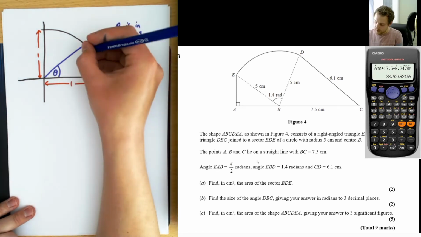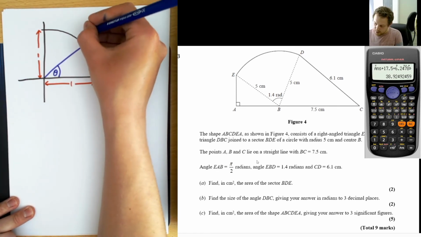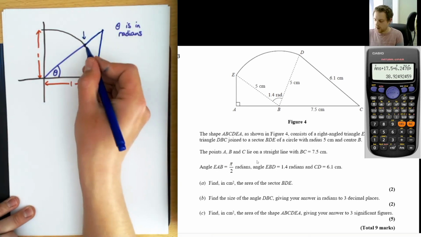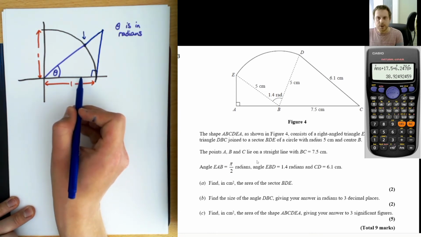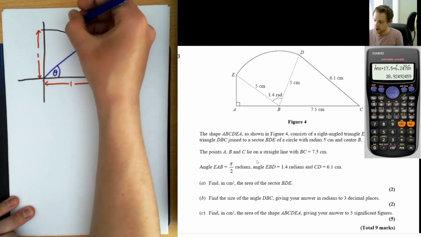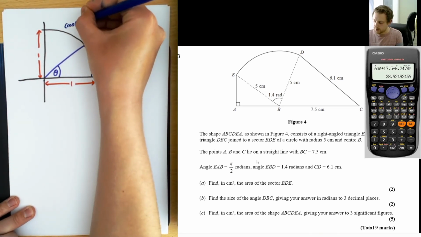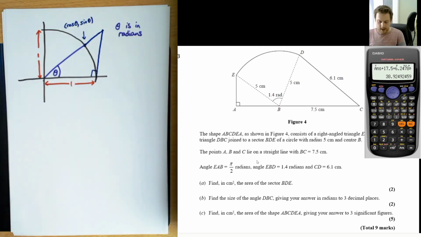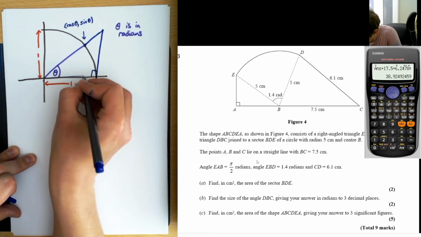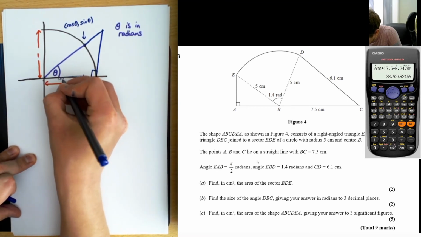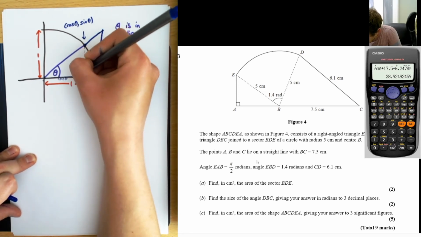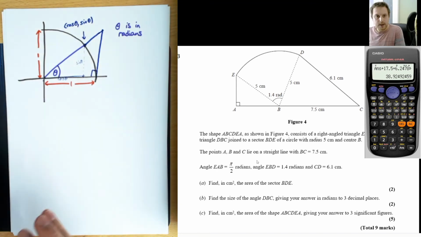Now, let's first of all ask the question about what's that coordinate there. Well, that's by definition of the unit circle, cos theta, sine theta. The coordinate is cos theta, sine theta. Okay, if I go along cos theta and I go up sine theta.